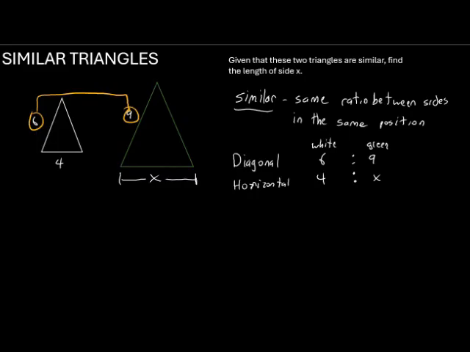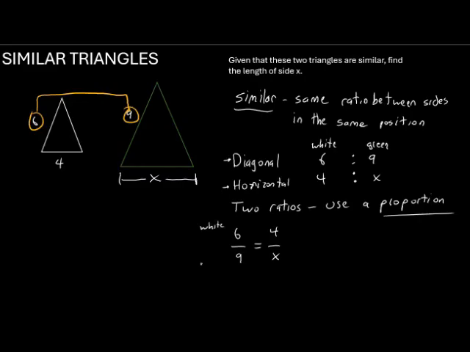Because we have two ratios, we can write these as a proportion. Our first proportion will be the 6:9 ratio in the diagonal side. We'll put 6 on top and 9 on the bottom. We then write an equal sign, and then we look at the horizontal ratio, which is 4:x. Making sure that the numbers from the white triangle are in the numerator, and the ones from the green are in the denominator. Now that we have our proportion written, we can use a crossed product.